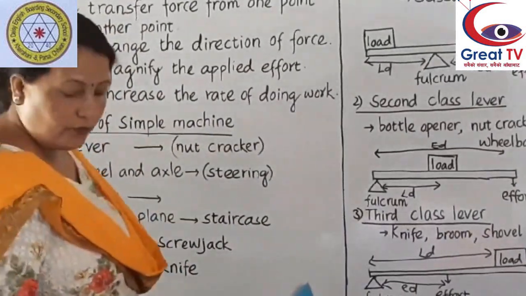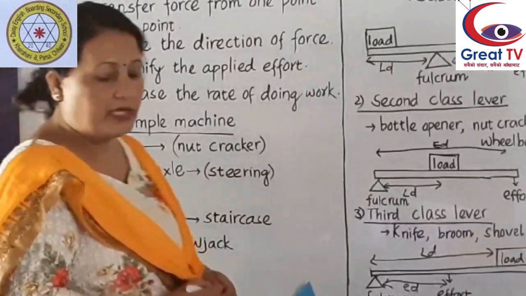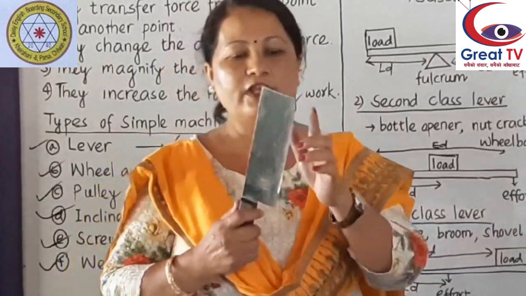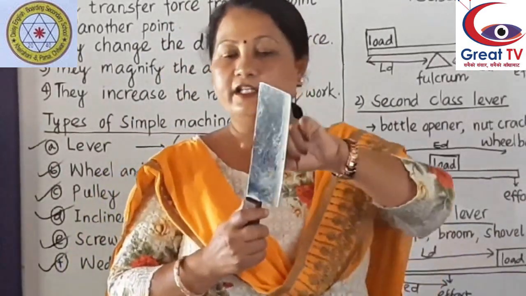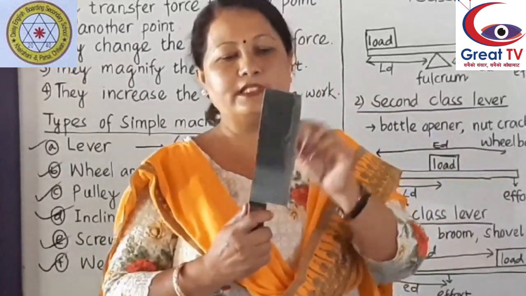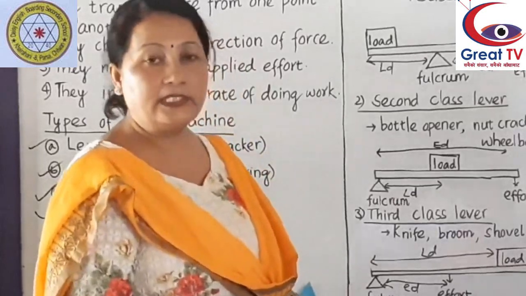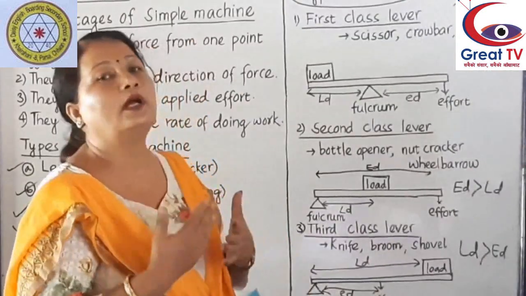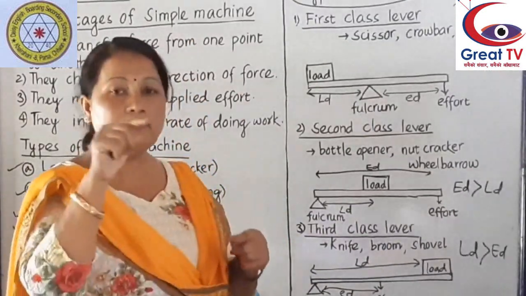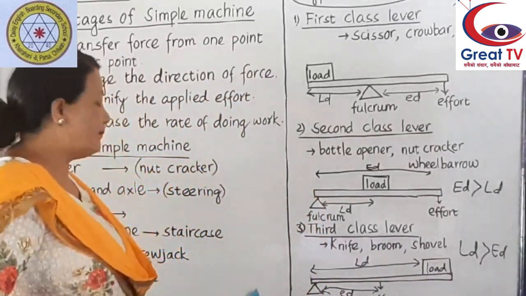Now next simple machine is wedge. Wedge is a simple machine having one end sharp, another end blunt. Other examples of wedge are axe and pointed nail. Blade is also an example of wedge.